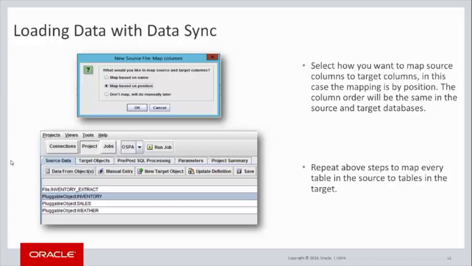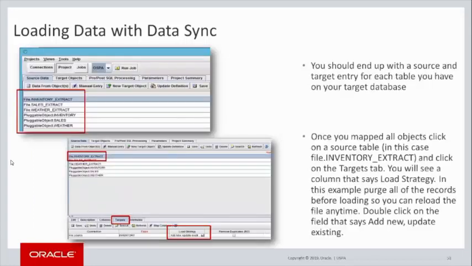Repeat above steps to map every table in the source to tables in the target. You should end up with a source and target entry for each table you have on your target database. Once you have mapped all objects in the source table, in this case file inventory_extract, and clicked on the Targets tab, you will see a column that says Load Strategy.